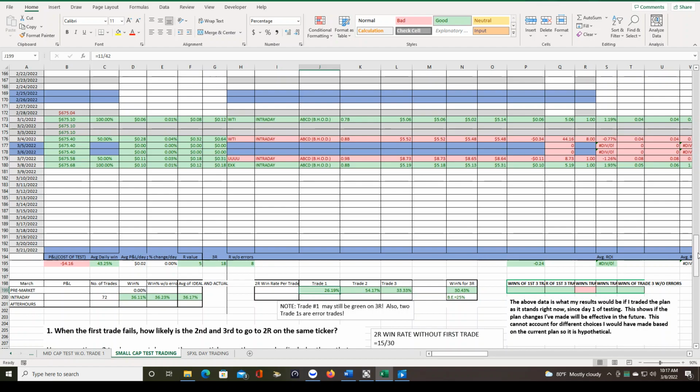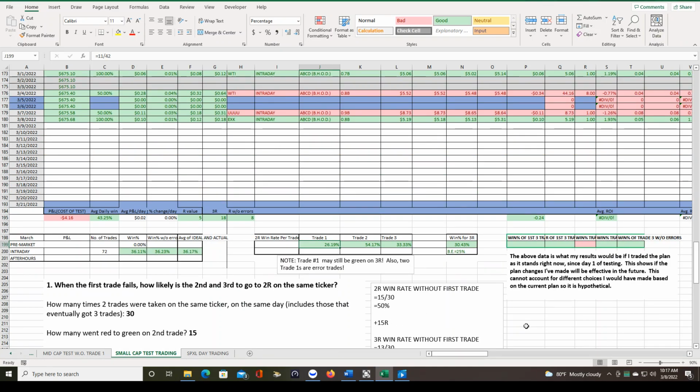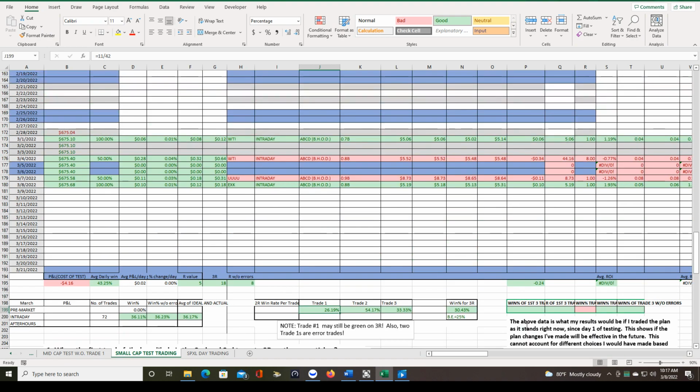So here's one other thing that's extremely important to notice. This is the data. If we skip that first trade with 3R win rate, we would be up 20R. But if we don't skip the first trade, as of right now, we're up 18R with 3R. So you can see how close those numbers are now. So if we win one more trade number one, we're going to be beating this number. So anyway, that's the significance of winning that first trade. So we'll see what happens.